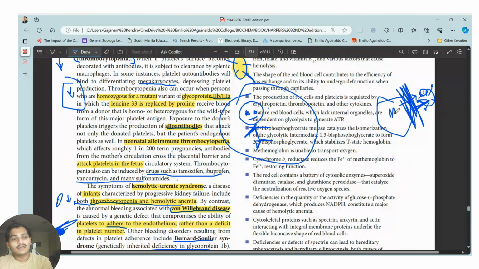Antibodies from the mother travel to the fetal blood circulation through the placenta, and will destroy the platelets of the fetus, which will again make the fetus thrombocytopenic.